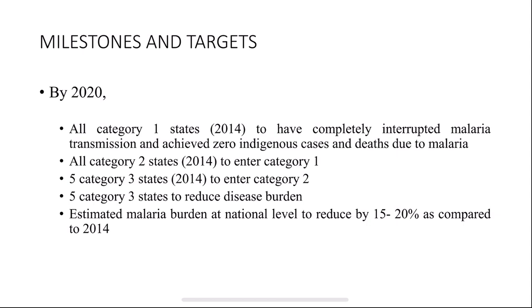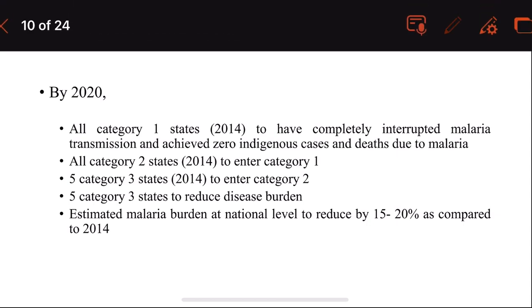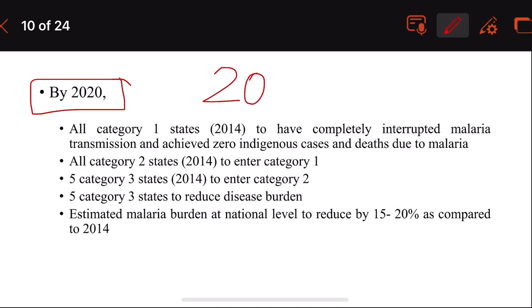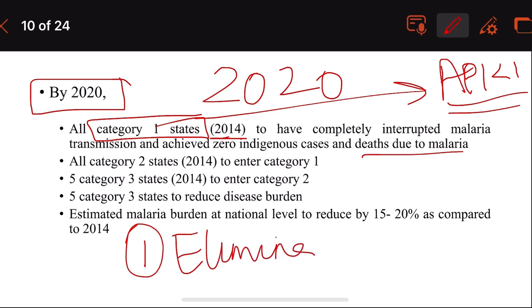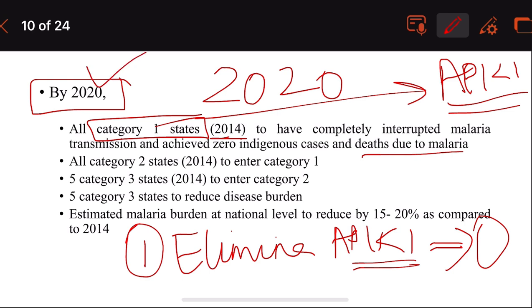Fine. Now, what was the target or milestone by 2020? They want all the states which were in category 1 in 2014 to completely interrupt malaria transmission and achieve zero indigenous cases and deaths due to malaria. So category 1 is what, guys? API will be less than 1 in them. So category 1 states are in the elimination phase. All the states in the elimination phase, that is API less than 1, have to achieve zero indigenous cases by the year 2020.